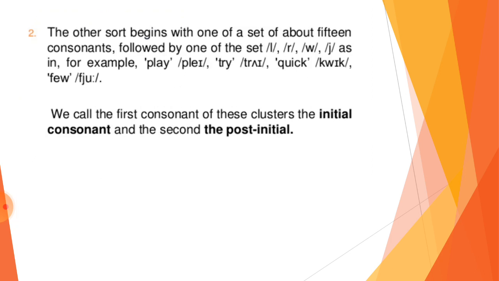The other sort begins with one of a set of about 15 consonants, followed by one of the set L, R, W, Y, as in, for example, play, try, quick, few. We call the first consonant of these clusters the initial consonant and the second the post-initial.